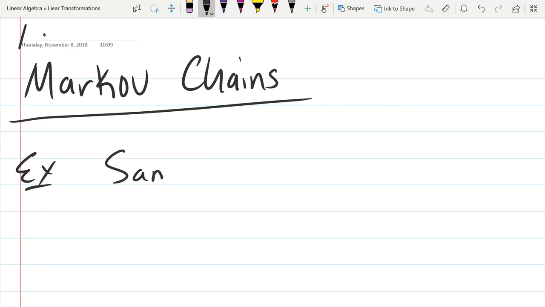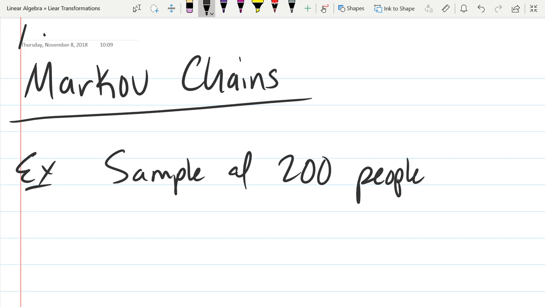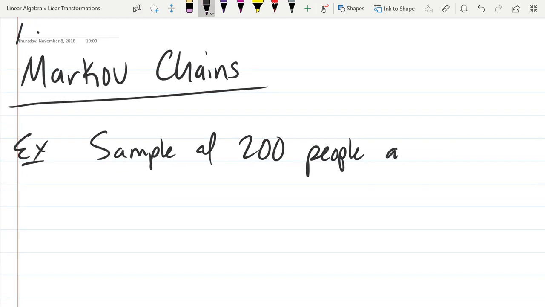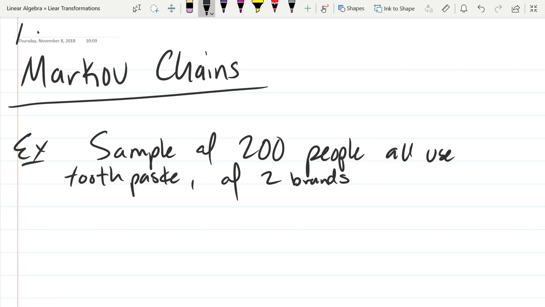So a sample of 200 people all use toothpaste of two brands. Now that last part is not very realistic. We have more than two brands, but maybe there's only two brands. I don't know, market consolidation, all that stuff. I'm not sure, but let's just pretend there's two brands to make this problem simpler. And we'll call the two brands A and B.